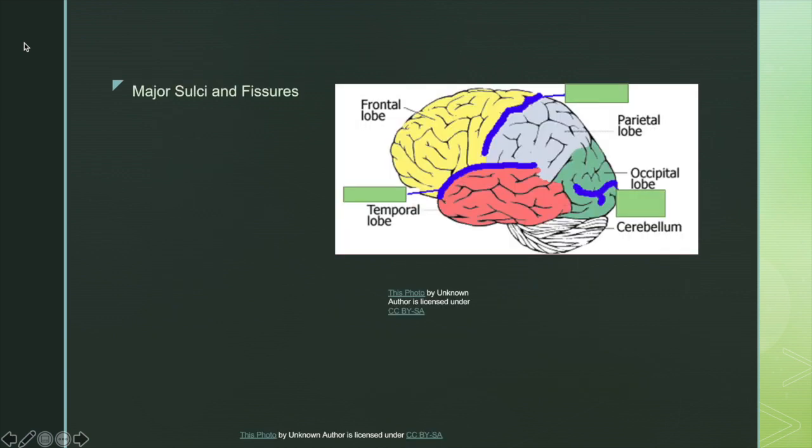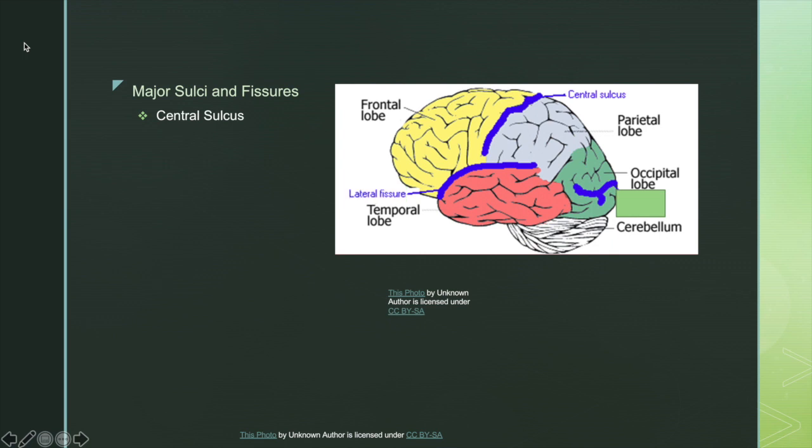From an outside view, we can see that the brain contains many folds and grooves. These are called sulci and fissures, and there are four major ones. Here's the central sulcus that divides the frontal lobe and the parietal lobe. It's one of the deepest grooves in our brain.